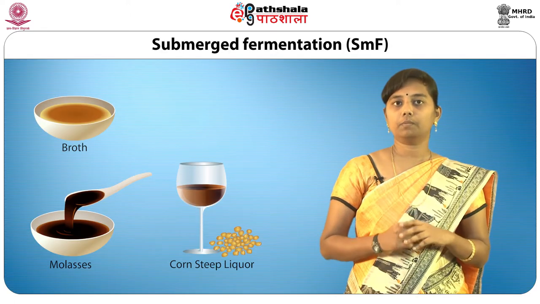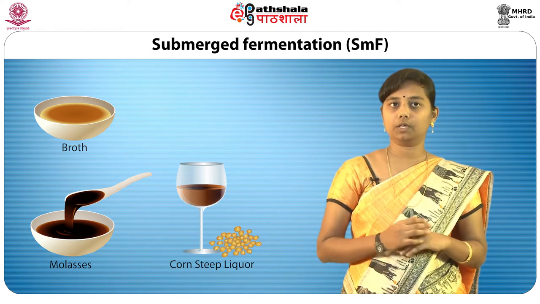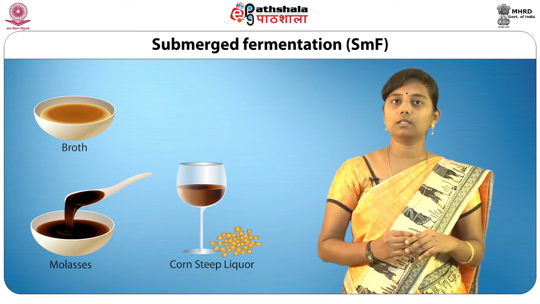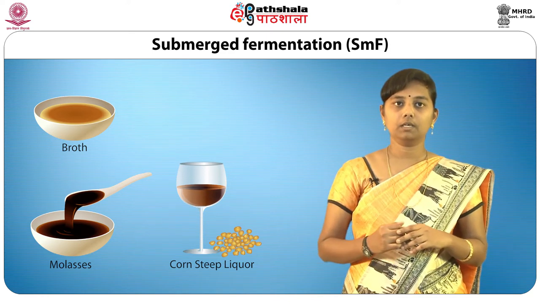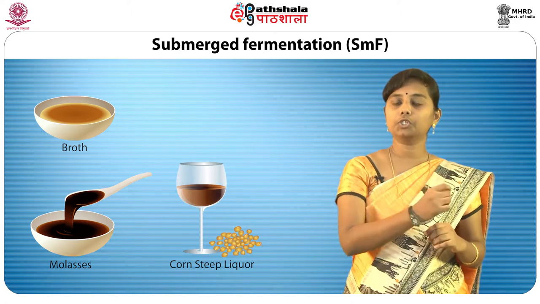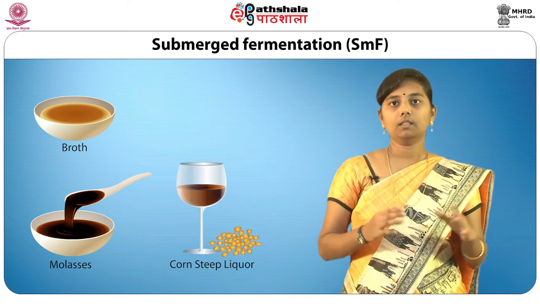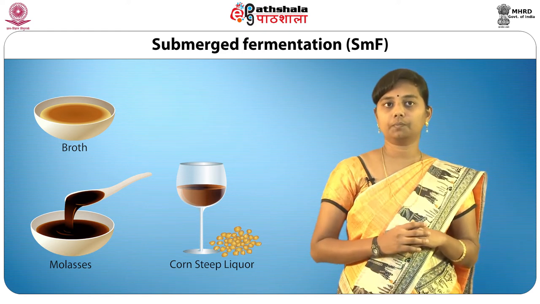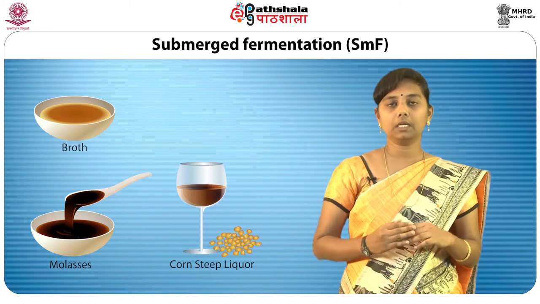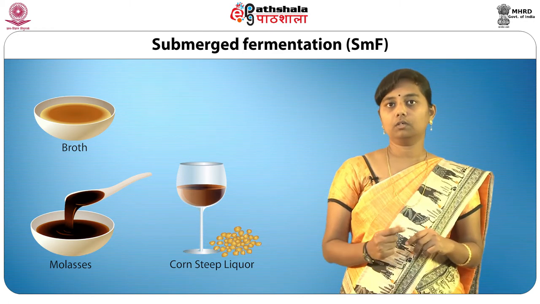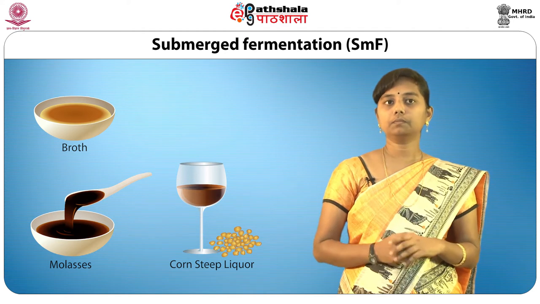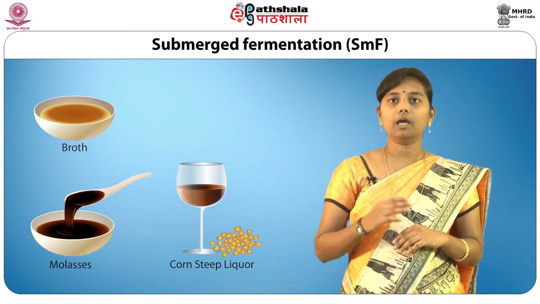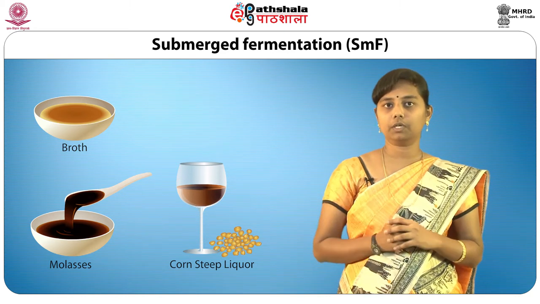The next type of fermentation based on type of substrate is submerged fermentation. This process occurs in the presence of liquid nutrient media seeded with microorganisms which trigger the fermentation process. This method is suitable for microorganisms that require very high moisture. The commonly used liquid media are molasses, broth, corn steep liquor, etc. The substrates are utilized rapidly by the microorganisms and need to be constantly supplemented with nutrients.